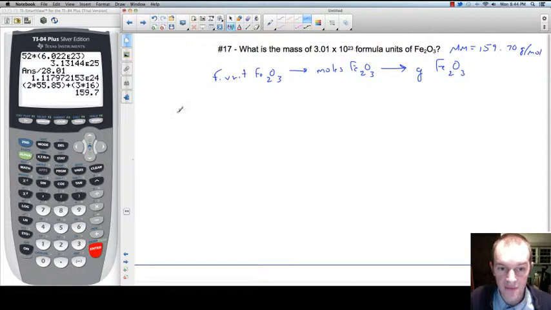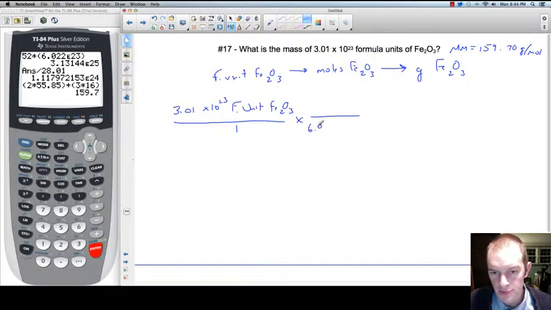Now that we've got that information, we can say, all right, we've got 3.01 times 10 to the 23rd formula units of Fe2O3. We want to go ahead and convert that into grams. So what we need to do is we need to say, all right, for every 6.022 times 10 to the 23rd formula units, there's going to be 1 mole of Fe2O3.